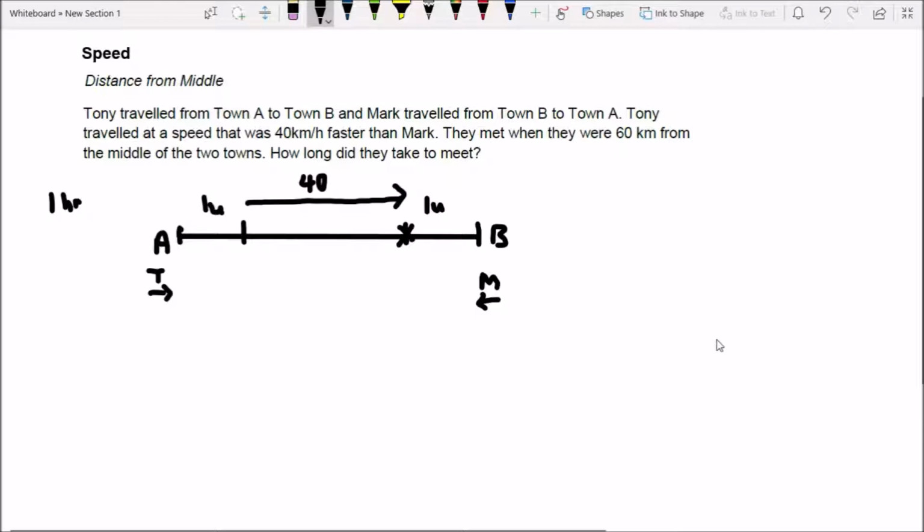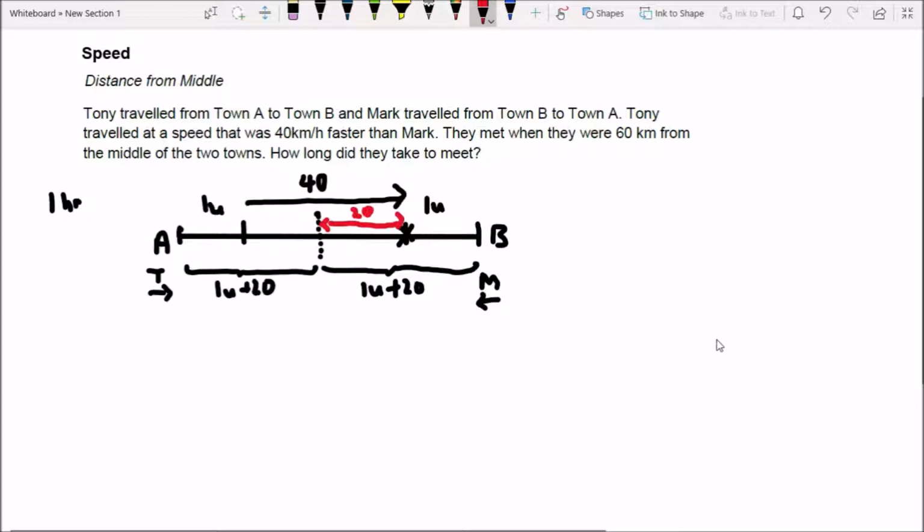How far is this from the middle then? Well, the middle of the town would give us a distance of equal lengths on both sides. We can see that this would be the spot with 1 unit and 20 kilometers on either side. Now, we can see from the diagram that the spot where they meet is 20 kilometers from the middle of the towns. However, the question says that they met 60 kilometers from the middle, so this is clearly wrong.